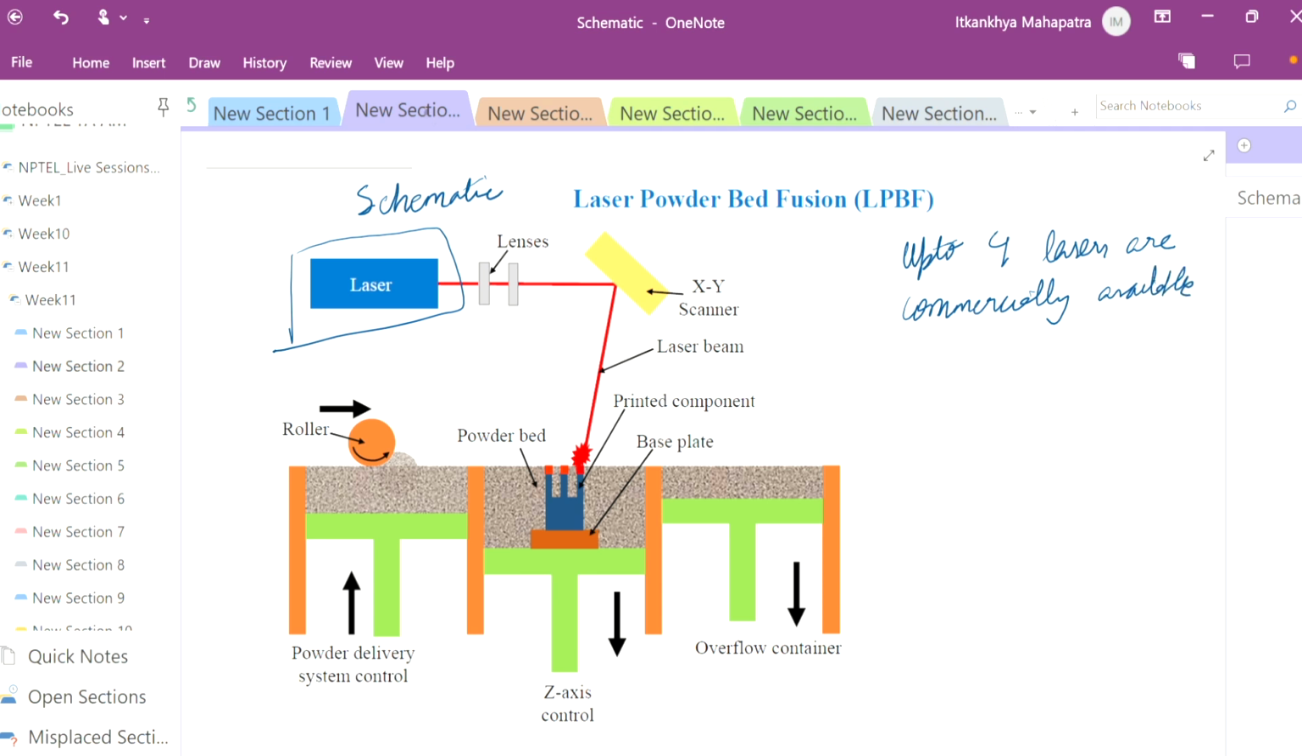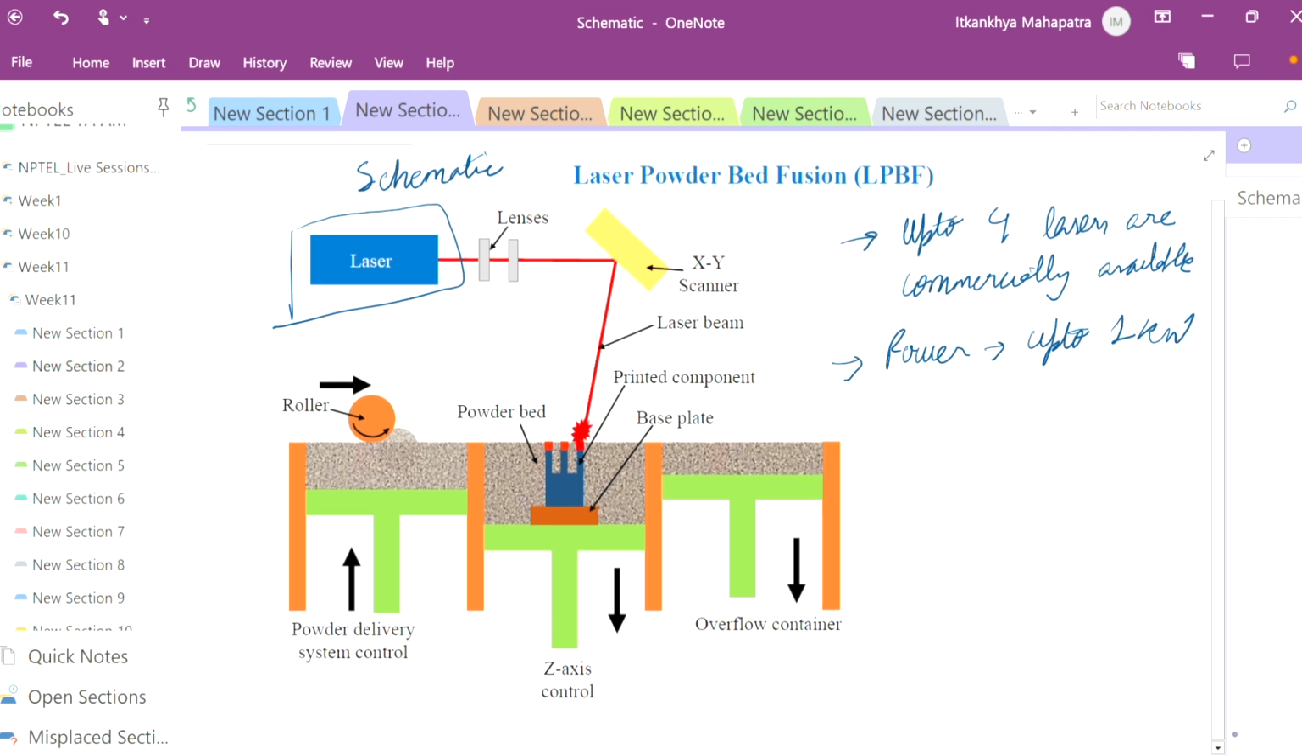Power for this process up to 1 kilowatt is available. This is by the EOS Germany company. The type of laser is a continuous wave ytterbium-doped fiber laser.